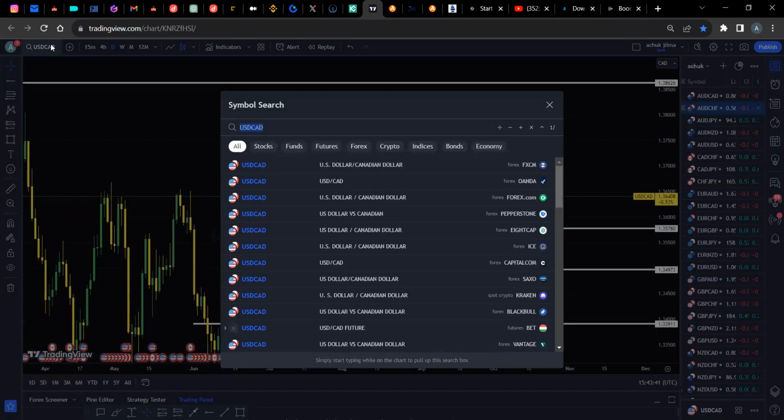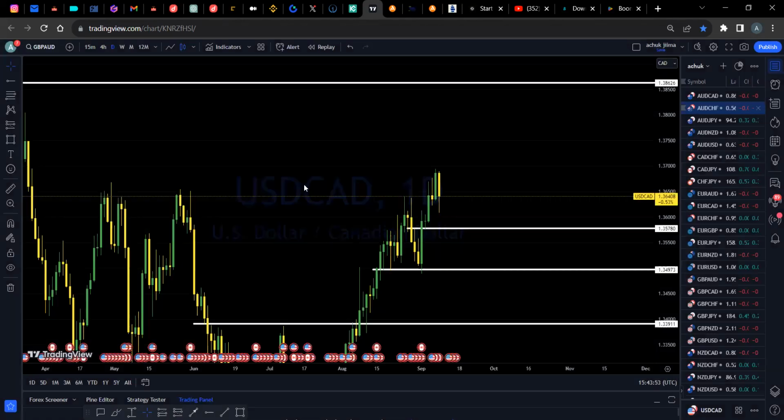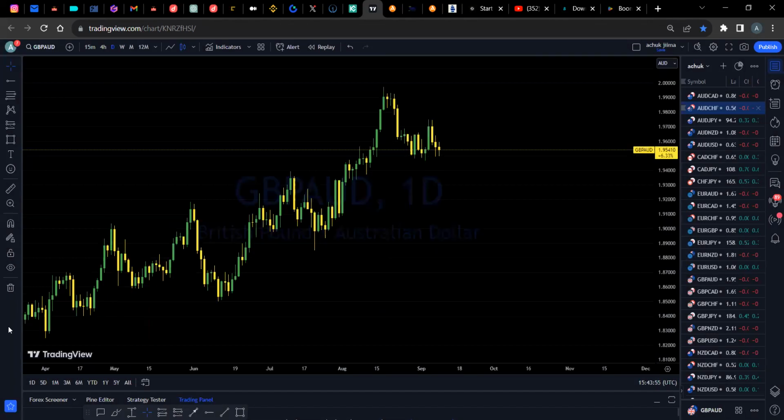Let's look at a pound pair that does not have the dollar, because we already understand the nature in which the dollar is moving strong. So let's look at GBP AUD. This is one of my favorite pairs. I like to trade it a lot. But anyway, let's have a breakdown on this pair.